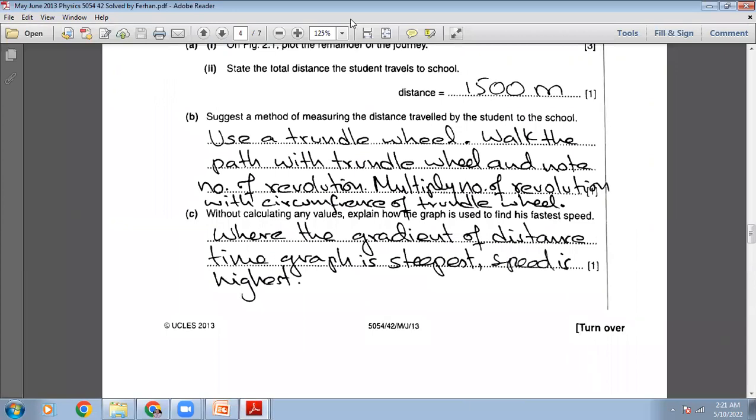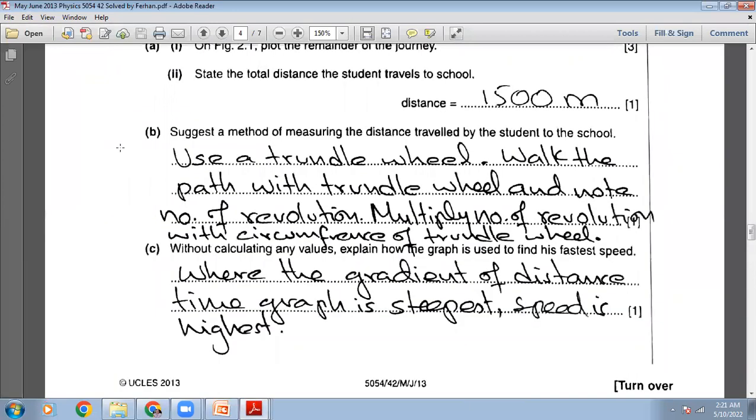Use a trundle wheel, walk the path with the trundle wheel and note the number of revolutions the trundle wheel has completed. Multiply the number of revolutions with the circumference of the trundle wheel. Normally, in real life, the trundle wheel has a counter on it, and it will do this automatically. But this is actually what is happening.